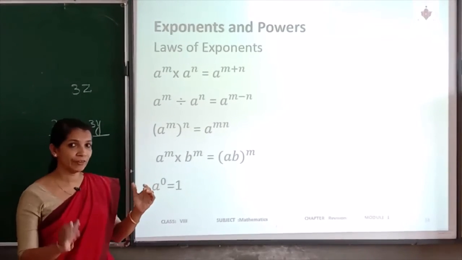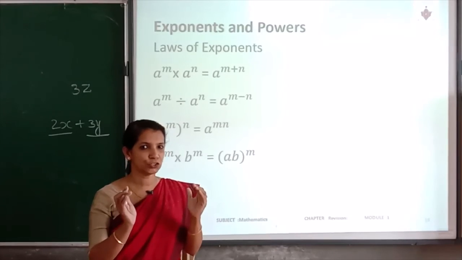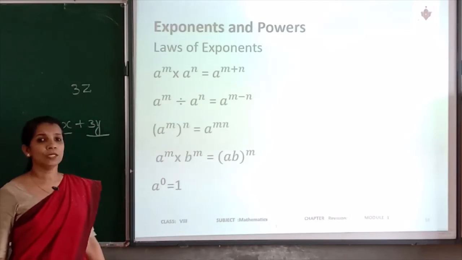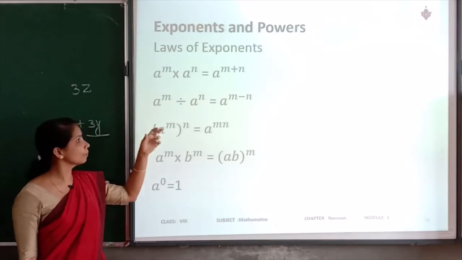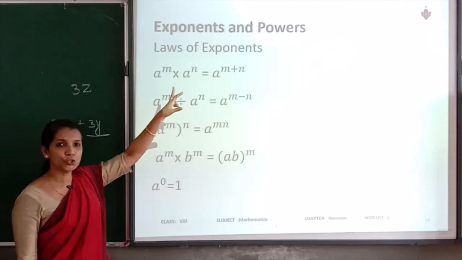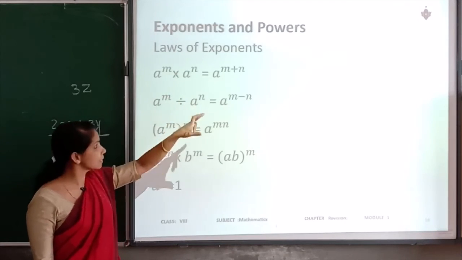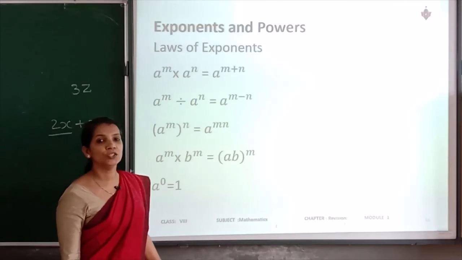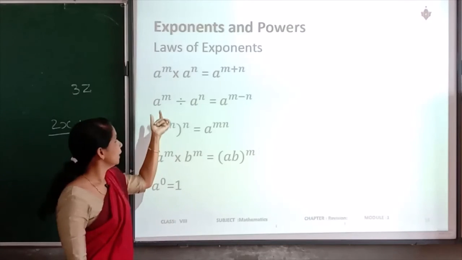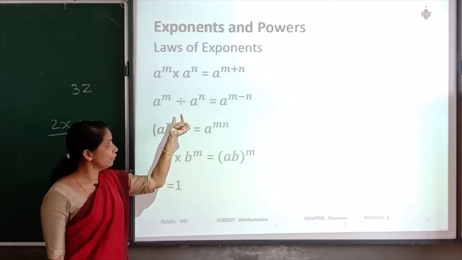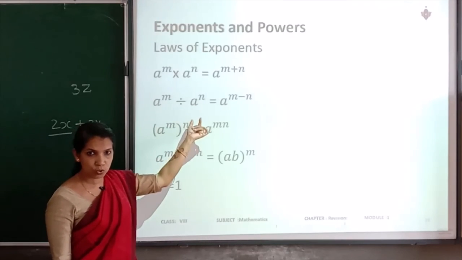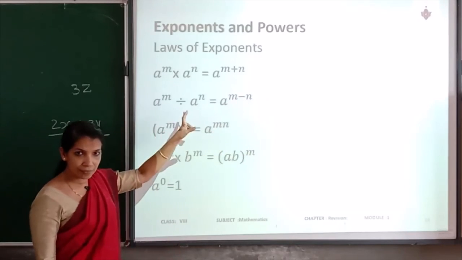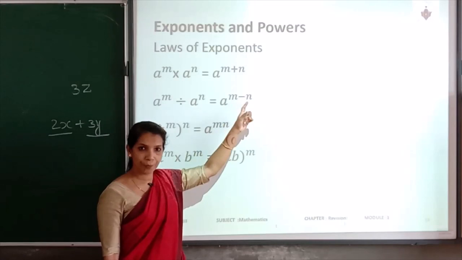So the exponents, the very large numbers can be expressed in a short form so that we can use the exponents. And you have studied the laws of exponents, a raised to m into a raised to n. When you multiply 2 exponents, answer is a raised to m plus n. For multiplication, you have to add the powers. In case of division, a raised to m divided by a raised to n is equal to a raised to m minus n. In case of division, you have to subtract the powers.